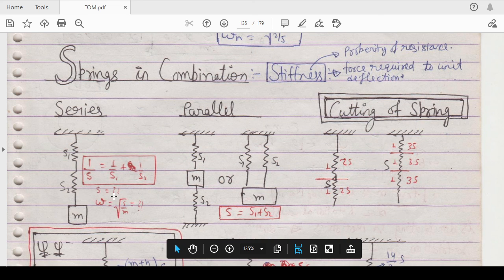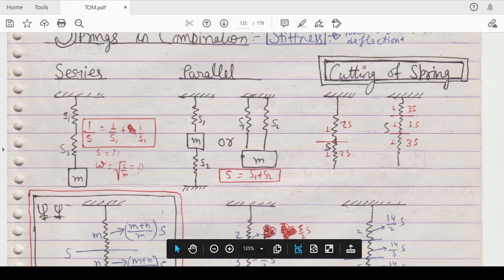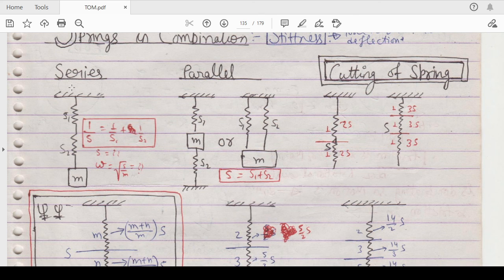Suppose you are going to calculate for springs in series. If there are two springs having stiffness S1 and S2 arranged in this manner, this pattern will be counted as series, and you can calculate the overall stiffness of the system as 1 by S is equal to 1 by S1 plus 1 by S2. In this way you can calculate the value of S, and then the natural frequency by under root S overall divided by M. Mass is already given to you.